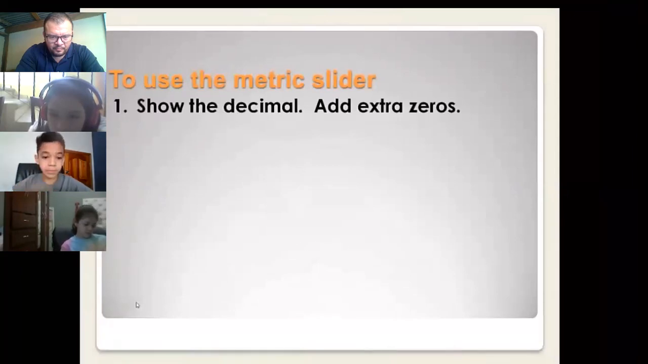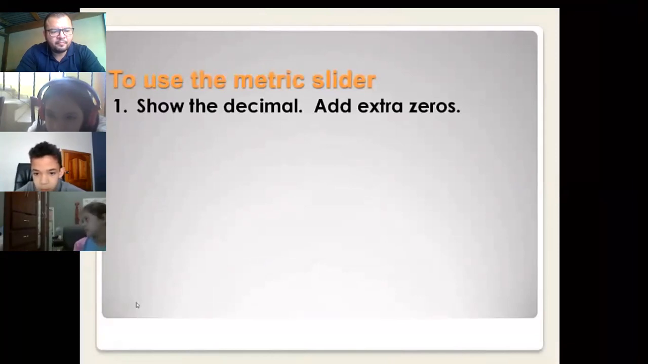First of all, you're going to start with a number. You're always going to be given a number, like how many centimeters are in 127 millimeters. Sometimes the decimal is showing when you're given that information, and sometimes it's not. If it's not showing, you can go ahead and put a decimal to the right of the last number. It's there, it's invisible, but when you're using the metric slider, you need to make it visible.